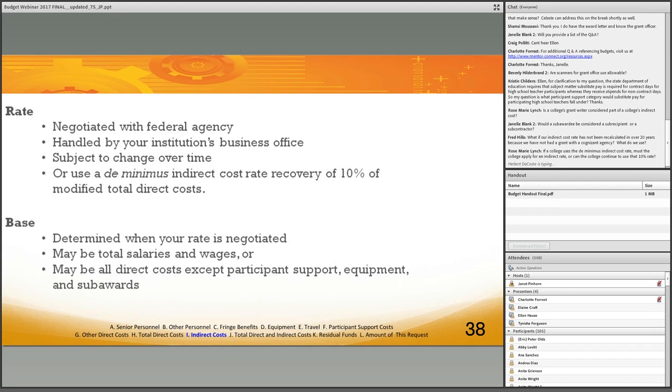At my college, for example, the on-campus rate is over 40%, whereas the off-campus rate is 15%. For the Mentor Connect project, the college authorized the use of the 15% off-campus rate, which allowed more grant funds to be applied to grant activities and personnel.